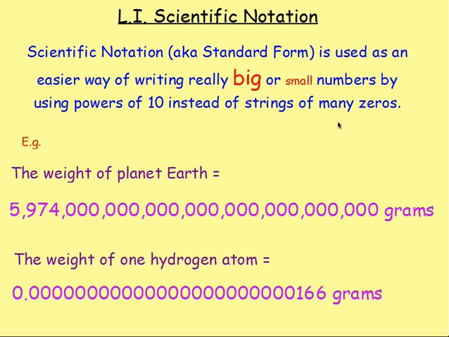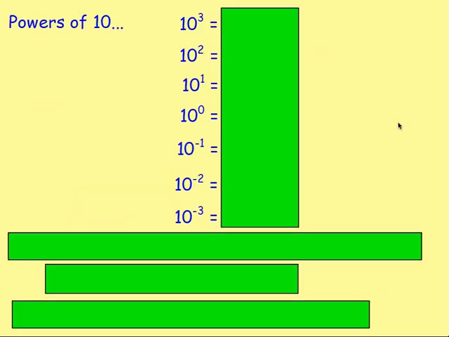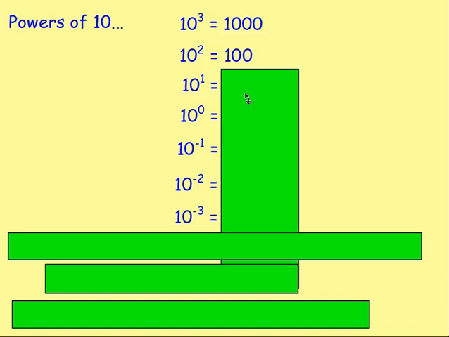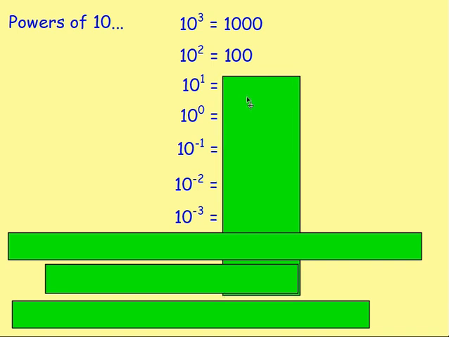But if we use powers of 10, we can make the numbers easier to understand. So let's look at some powers of 10. Let's say we have 10 to the power of 3. What is 10 to the power of 3? Abdul? 1,000. It is 1,000. Good, because it's 10 times 10 times 10, which is 1,000. 10 squared, everybody knows that. It is 100. Good. 10 to the power of 1 is just 10.